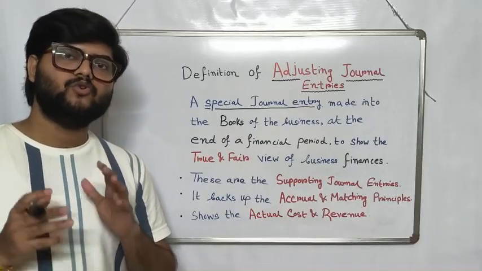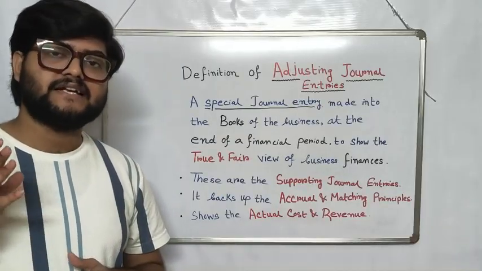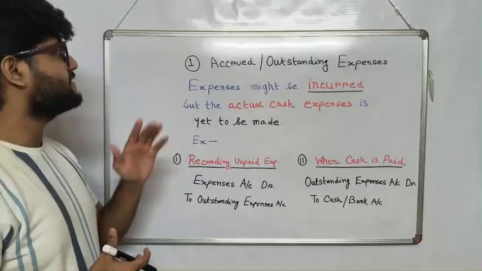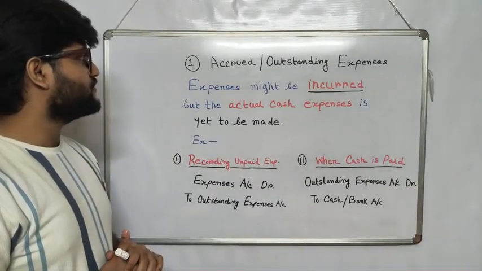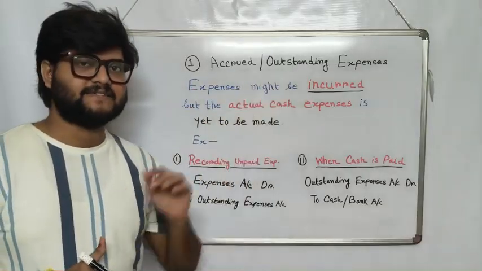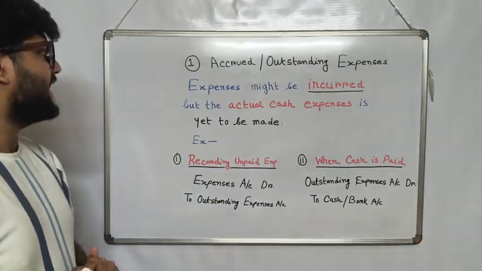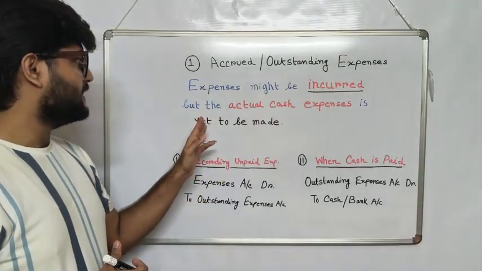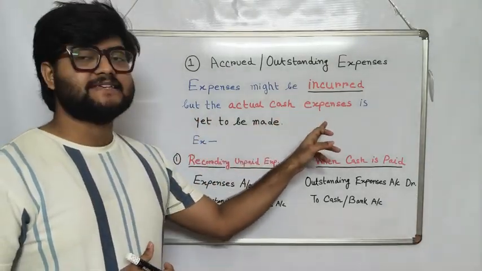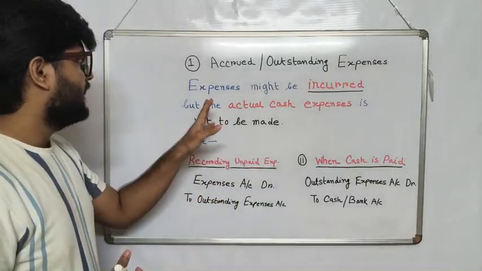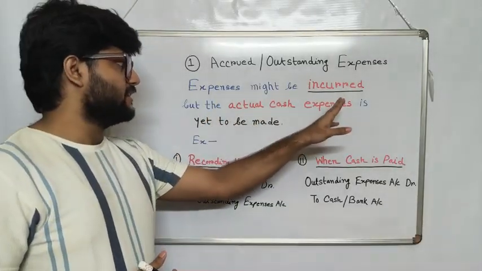Now we will move on to the different types of adjusting journal entries. The first type of adjusting journal entries is accrued or outstanding expenses. It states that expenses might be incurred but the actual cash expenses is yet to be made. Let's break it down. Expenses might be incurred.